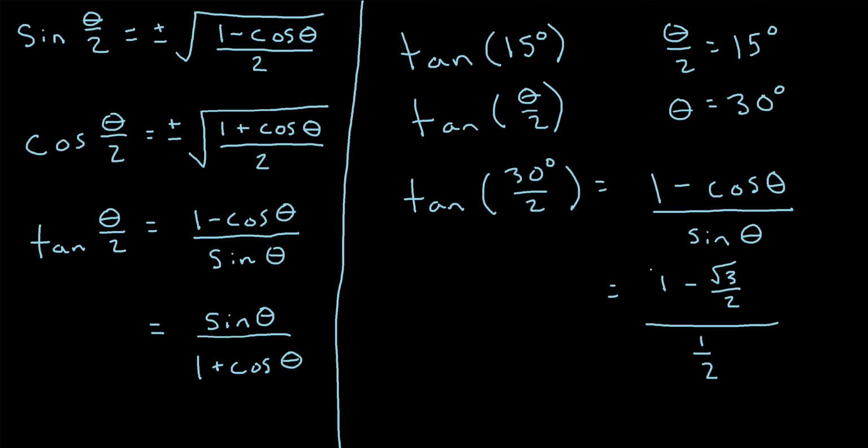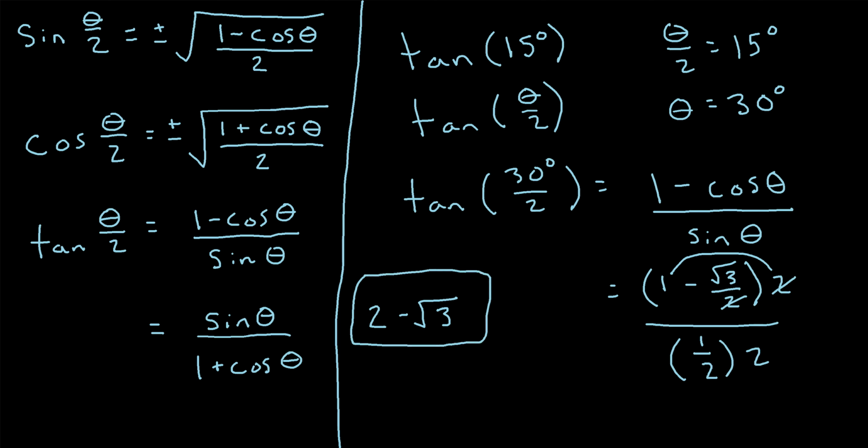So once again, we can multiply the numerator by 2 and the denominator by 2 to get rid of these 2's. In the numerator we get 2 times 1, that's 2. 2 times the square root of 3 divided by 2, these 2's will cancel out and we'll just be left with minus root 3. And down here in the denominator, 1/2 times 2 is just 1. So we have 2 minus square root of 3 over 1, or we can just leave it as 2 minus the square root of 3. So the tangent of 15 degrees is equal to 2 minus the square root of 3.